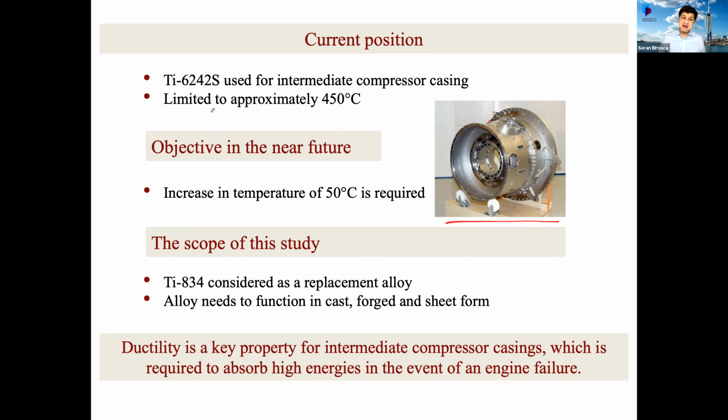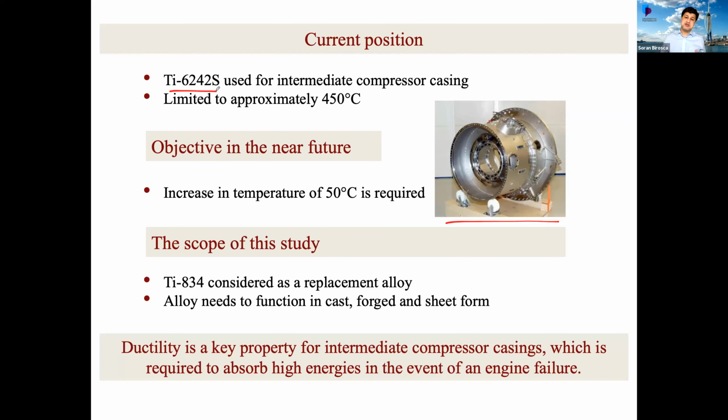The material used nowadays is mainly titanium 6242S. This material has a temperature capability of 450. Because we want the jet engine to be bigger and lighter, you need to absorb more air, to suck more air into the engine. So you need a bigger engine, you need a hotter engine, but you need a light engine. That's why we're using titanium.